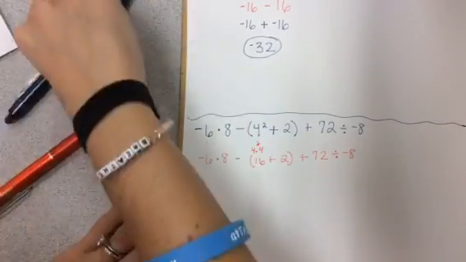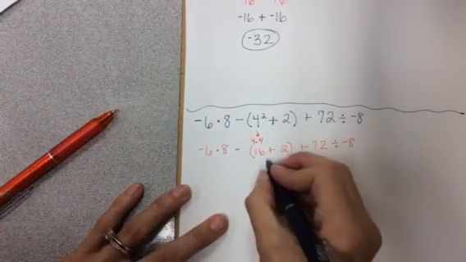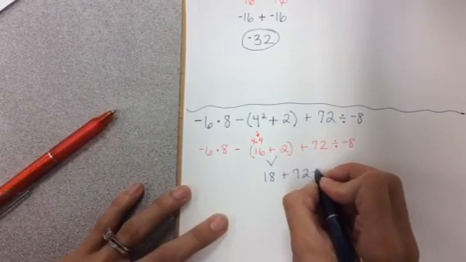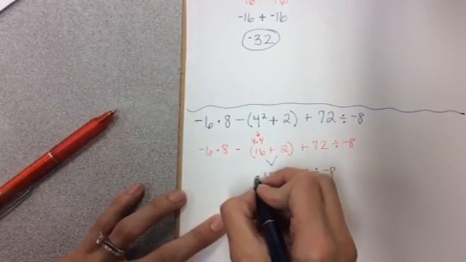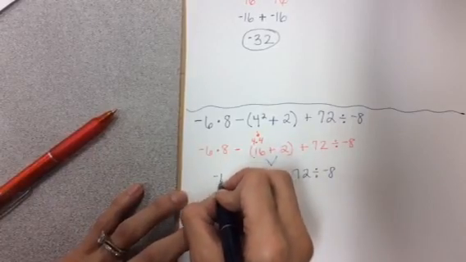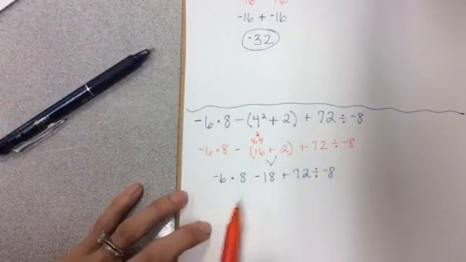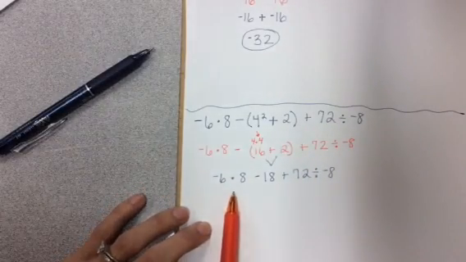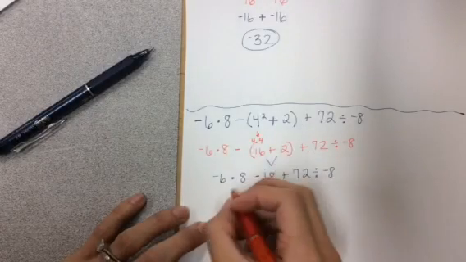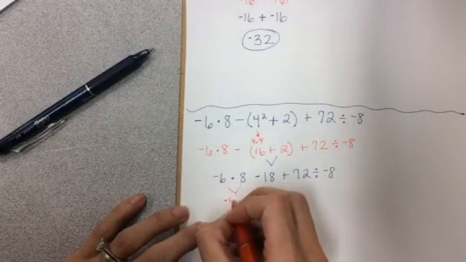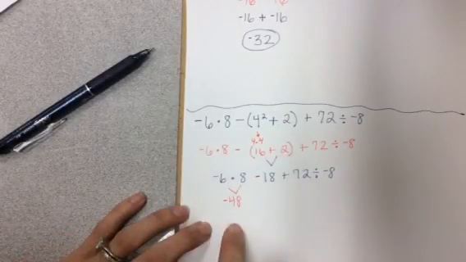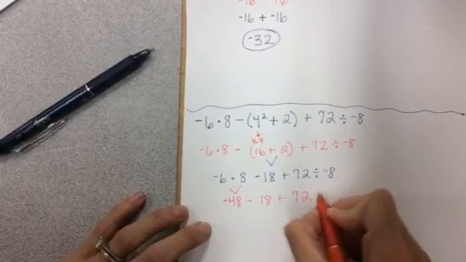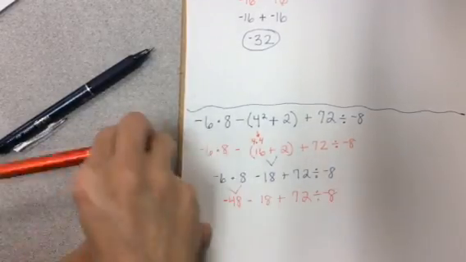So then I'm going to do 16 plus 2, which is 18. Bring down everything else with it. So now I have multiplication and division in the same problem. I'm going to do multiplication first because that comes first. -6 times 8 is -48 because a negative times a positive is a negative. Minus 18 plus 72 divided by -8.